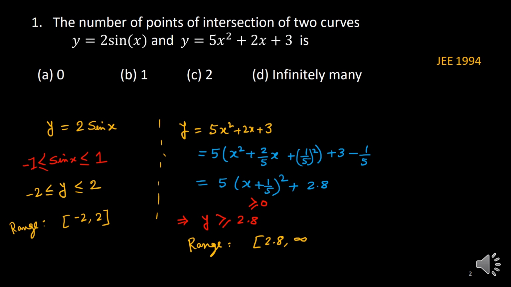This is a parabola, so it will become infinite. So the first one is the sine wave. It's oscillatory in nature, bounded within -2 and +2. The second one is a parabola, above 2.8. So you can see its maximum value is 2, whereas the parabola's minimum value is 2.8. So obviously they will not overlap. No overlapping.